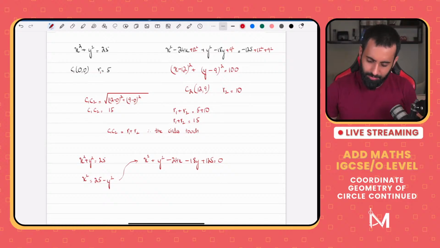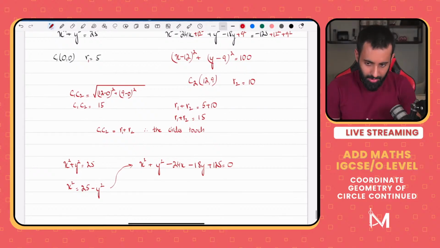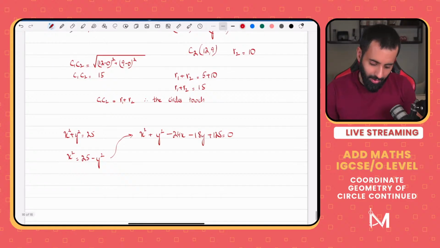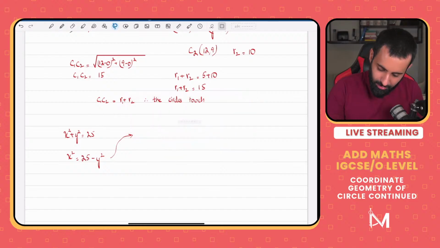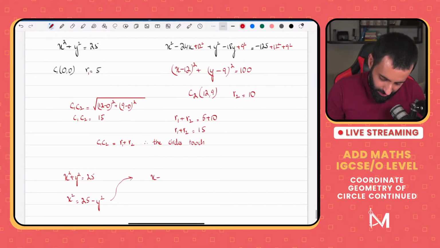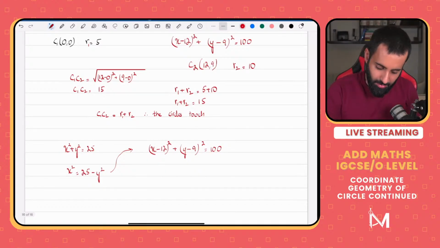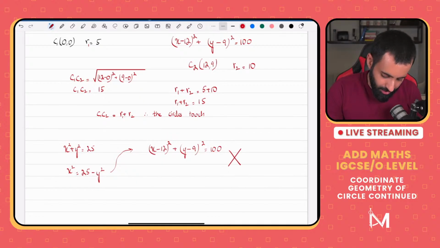Don't you think there's an easier way to find out the point of intersection? There is actually an easier way, and I'll show you. But let's not completely rule this out. We can write it like this, x minus 12 the whole thing squared. Even if I use the completed square form, I will not be able to solve it simultaneously, because we have x squared here, and here we have x minus 12 the whole thing squared. So solving them simultaneously to find the coordinates of the center is not a good idea.